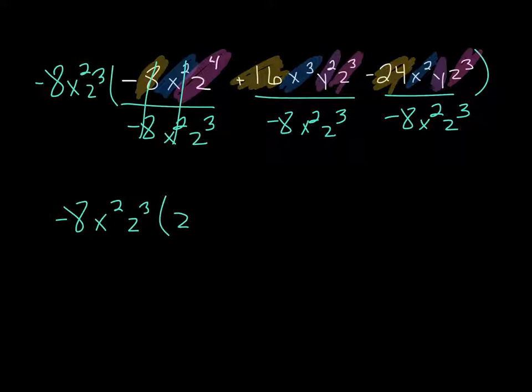For the second term, we have a positive 16 divided by -8, which is actually a -2. For the x's, 3 minus 2 is 1, so you have 1x. Y squared with nothing to cancel any of them. And the z's will cancel completely. Then the last term, -24 divided by -8 is +3. The x's cancel completely. You have the y on top, and the z's cancel completely.